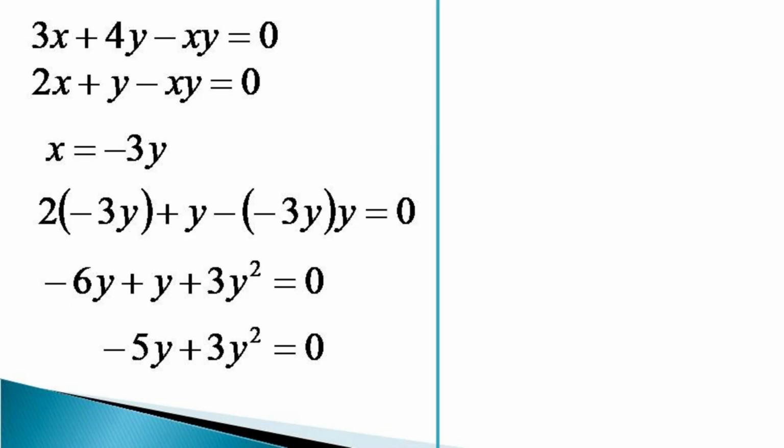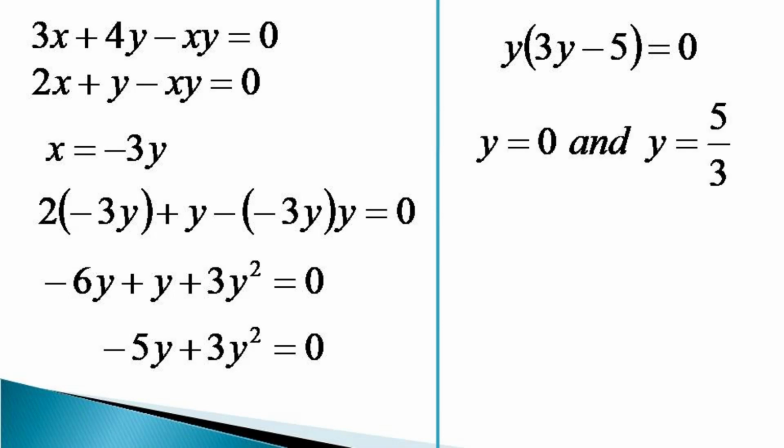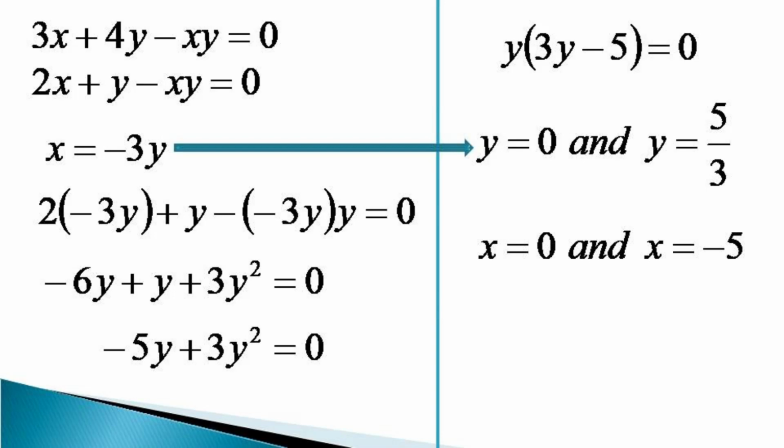Taking y common from this equation, we get the equivalent equation as y(3y−5) is equal to 0. This gives us two values of y, which are y is equal to 0 and y is equal to 5/3. And to get the value of x, we use this condition of x being equal to −3y, and the values of x are x is equal to 0 and x is equal to −5 for the corresponding values of y.